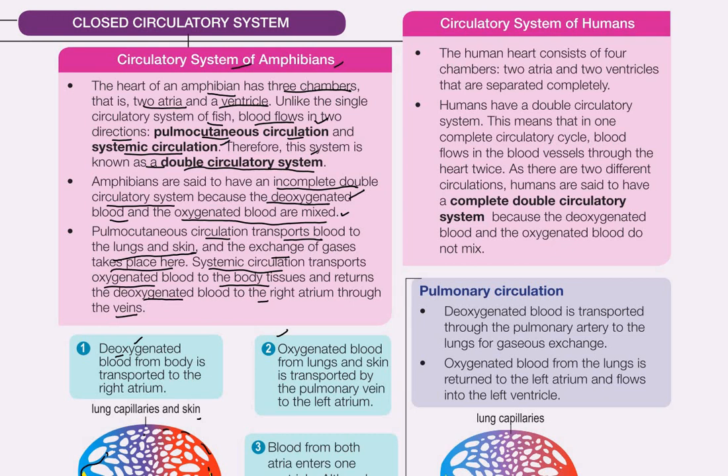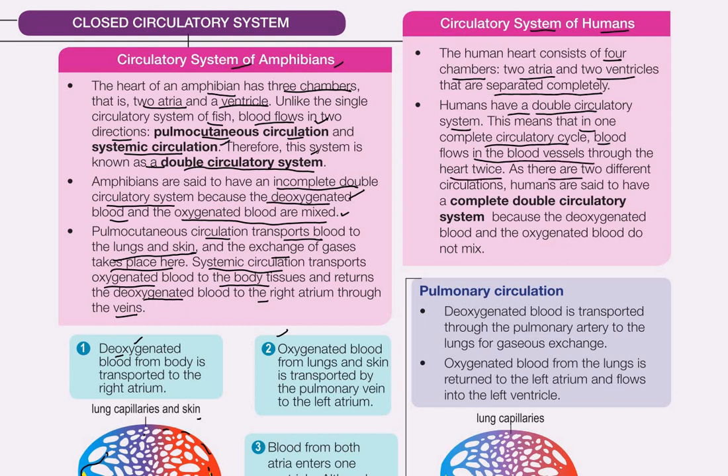We're going to discuss the circulatory system of humans. Okay, you have already learned this in Form 3. The human heart consists of 4 chambers, 2 atria and 2 ventricles that are separated completely. Humans have a double circulatory system. This means that in one complete circulatory cycle, blood flows in the blood vessels through the heart twice.